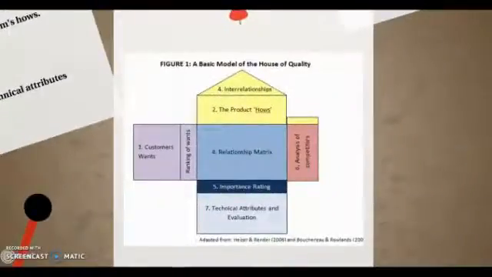In order to better understand the House of Quality matrix, we look at a very basic model with customer wants on the very left side, where next to it ranks of preferences will be given. Then the second stage would be the product house, then the interrelationships and the relationship matrix. Then the fifth stage will be the importance ratings, which will be done through aggregate. Then in the sixth step, we'll do analysis of competitors, and in the seventh stage we'll do the technical attributes and their evaluation.